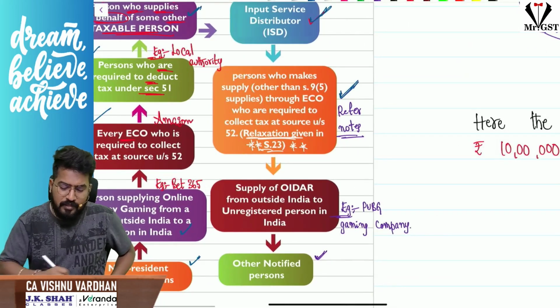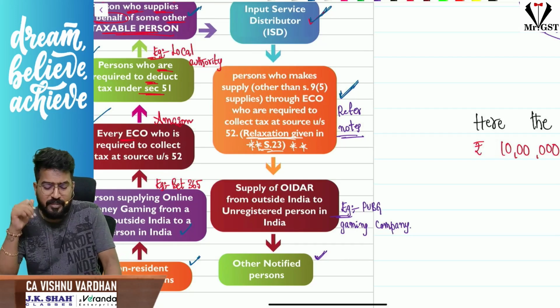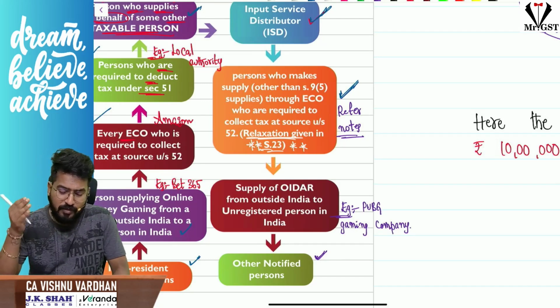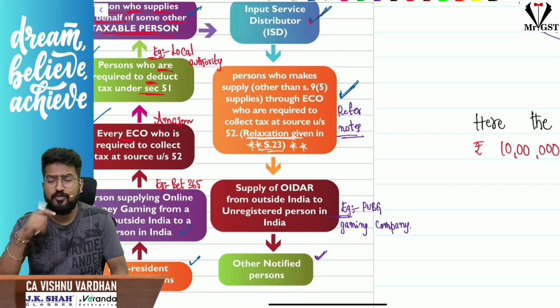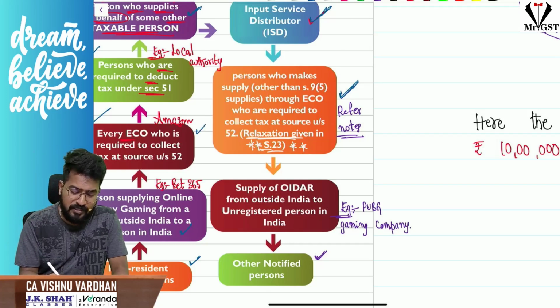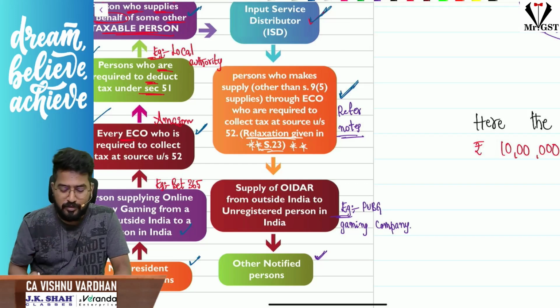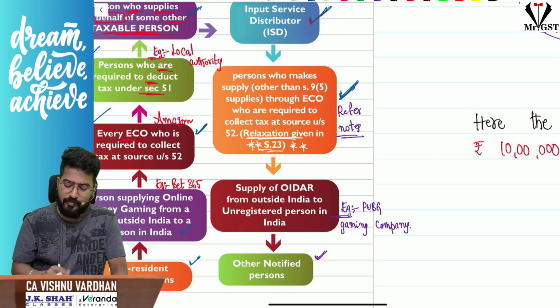The next one is the person who makes supply other than under section 9 subsection 5 through an e-commerce operator who is required to collect tax at source under section 52. So persons who make supply through an e-commerce operator. First we have seen the e-commerce operator to whom section 52 is applicable, for example Amazon. Sir, whoever is supplying through Amazon has to take registration, but relaxation is there in section 23. We will see the notes here actually.